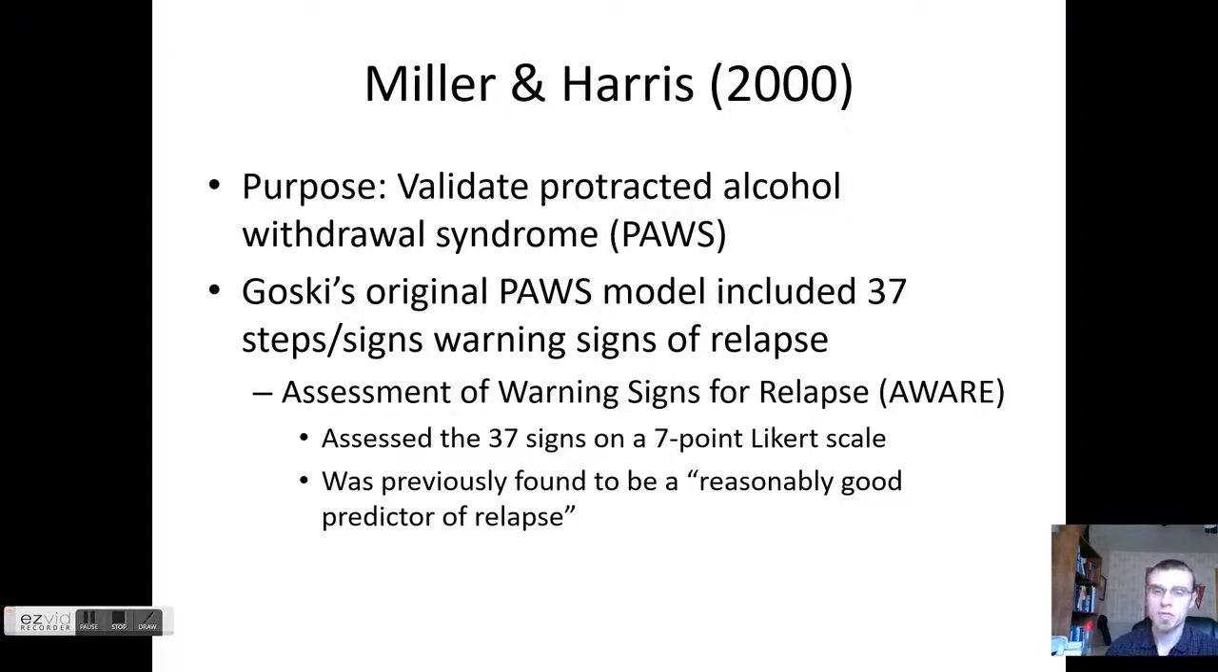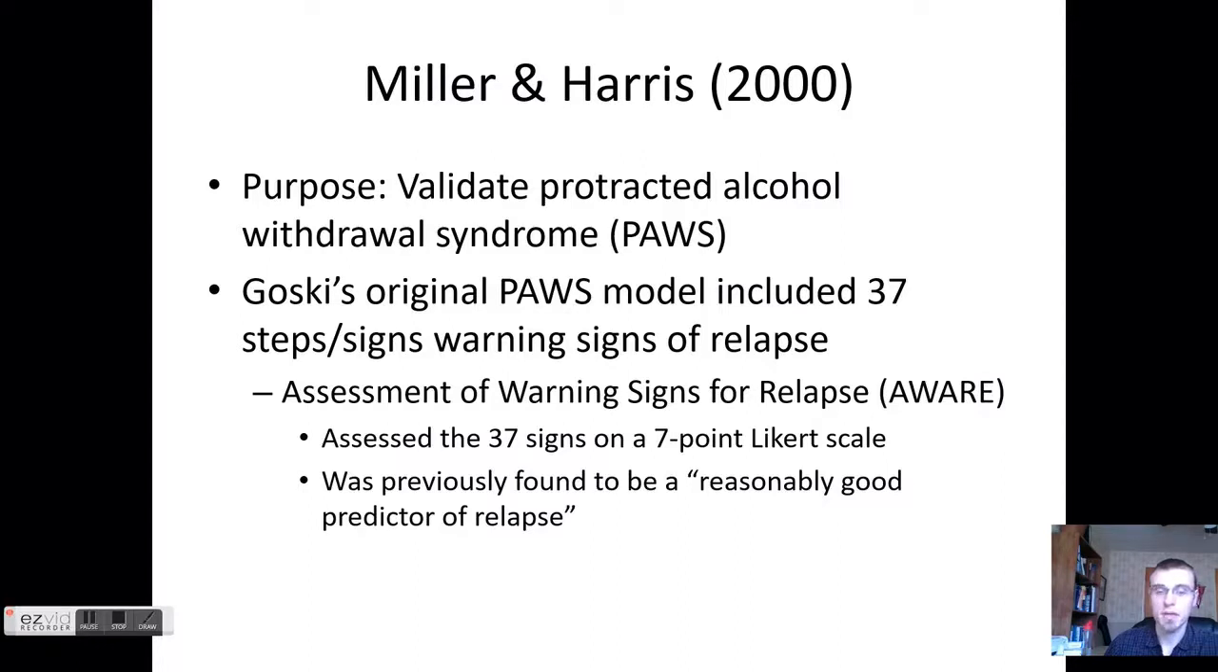PAWS was based on Gorski's original model of recovery, which included what he called 37 steps or signs, which were warning signs of relapse. So Miller and Harris decided, let's validate this. Let's collect a sample of people and find out whether this is an actual syndrome that's happening with people based on these 37 signs that Gorski proposed. So they developed an assessment based on these 37 steps or signs, and they called it Assessment of Warning Signs for Relapse, or AWARE.